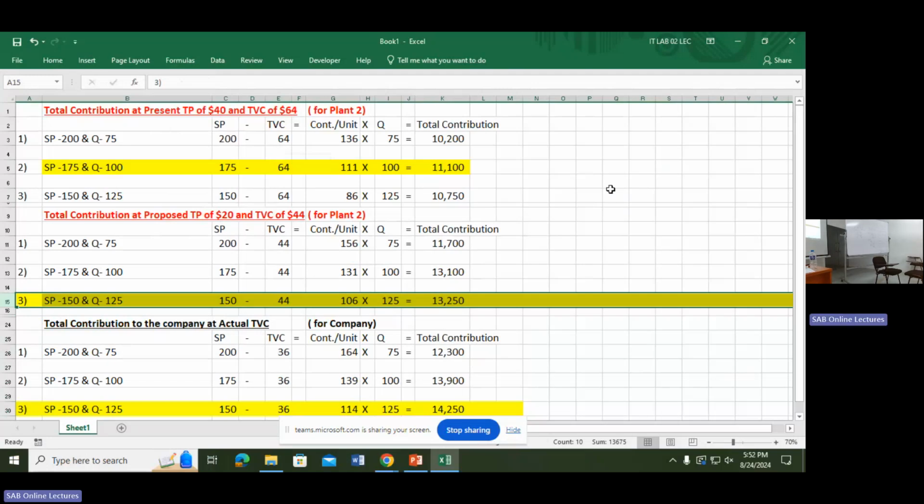We say the proposed is better. Right. Here I looked at the present, the proposed, and then the actual contribution, these three situations. Now these people decide by looking at plant 2: plant 2 maximizes the contribution. Right? That is their decision. They decide based on whether it maximizes the contribution to the plant.